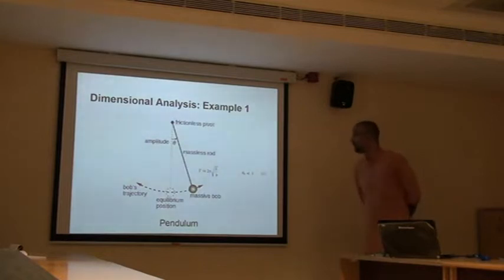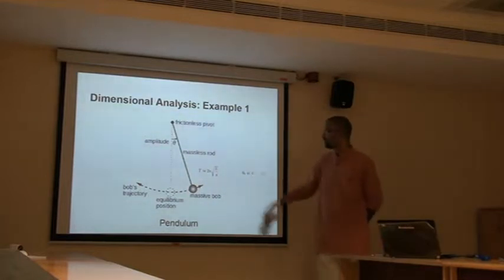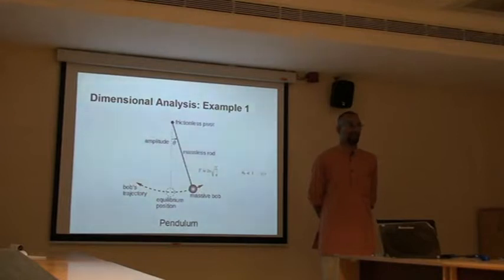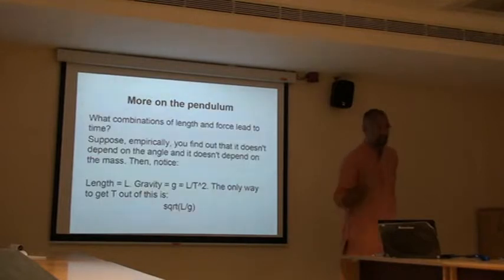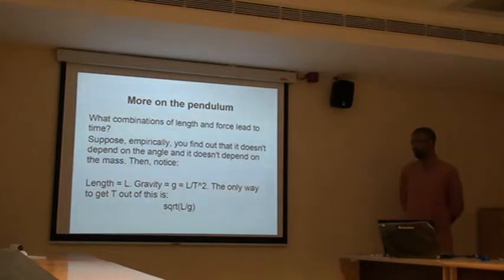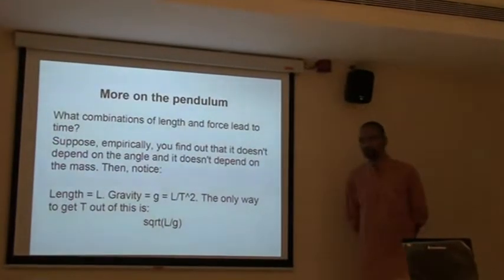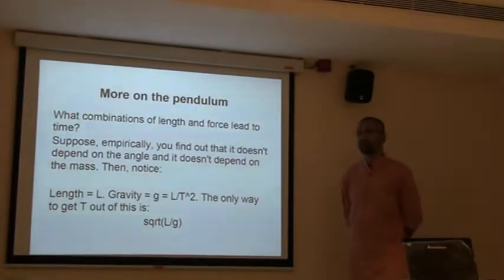So if you empirically figure out that theta doesn't matter, Galileo was the first person to see that, right? That the pendulum's time period doesn't depend on the actual angle. As soon as you know that, you can get this square root relationship for free. The reason being, what combination of L and g is going to give you time? L is, of course, an independent dimension. It has dimensions of L. g, if you know your basic physics, is really acceleration, and therefore that is L over T to the power 2.